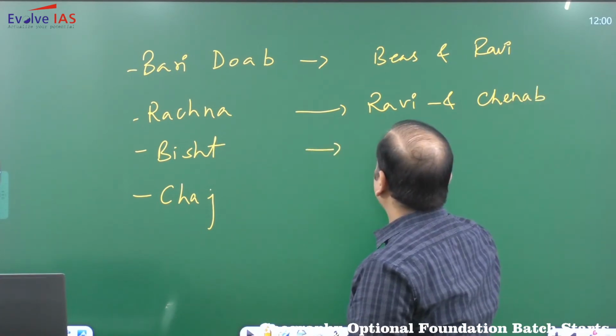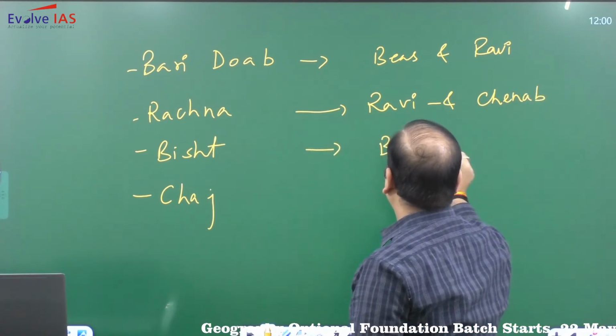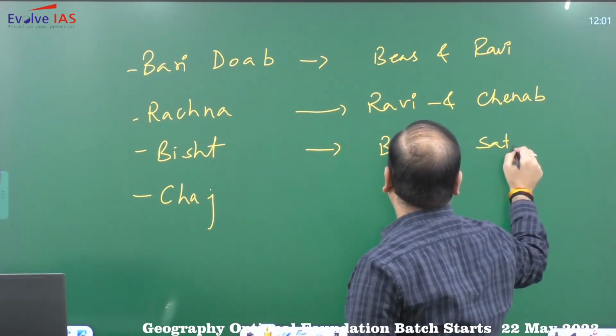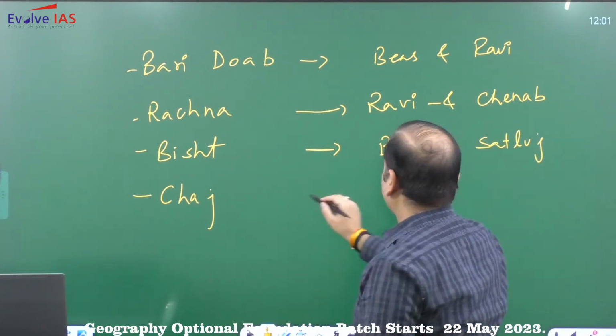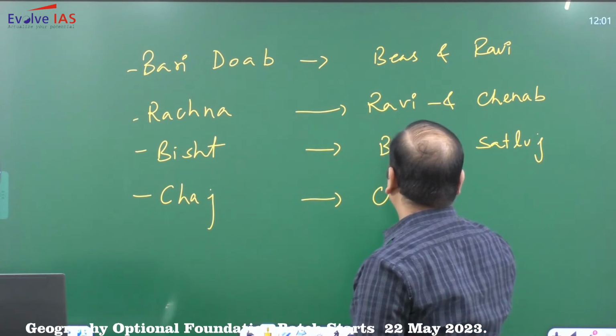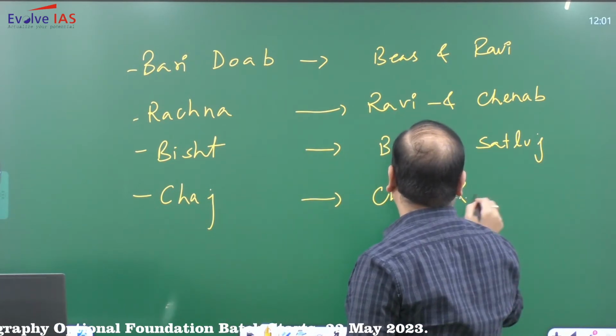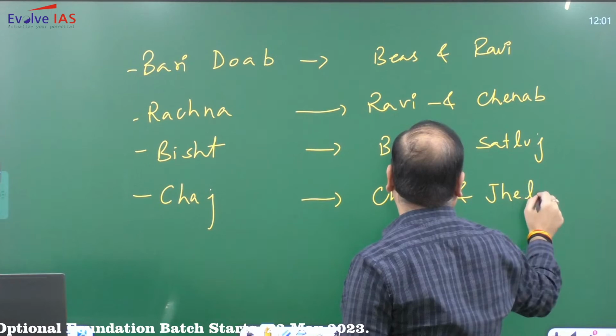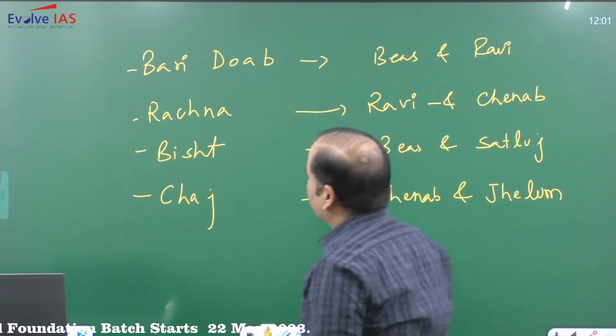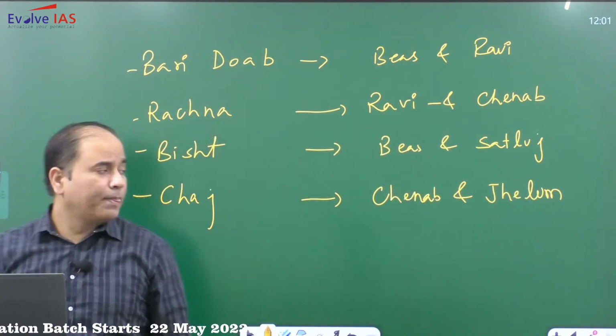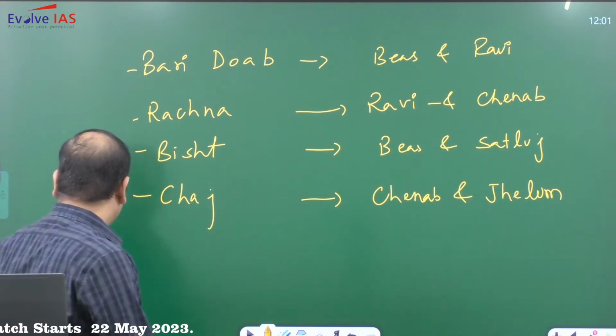This Bist is between Byas and Satluj river. Shaj Doab is between Chenab and Jhelum river. So this Shaj Doab is between the Chenab and Jhelum river. So that is about the Doab.